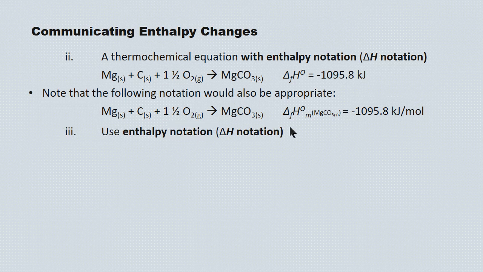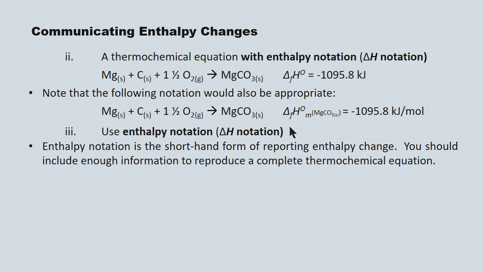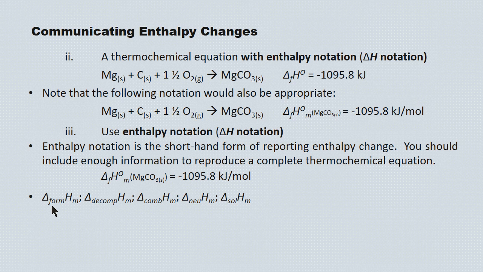Our third approach then is to use enthalpy notation alone. And it's important to show as much information here as you can to be able to generate a thermochemical equation from the enthalpy notation alone. So here we see the standard molar enthalpy of formation for magnesium carbonate. We have all that information wrapped up in this notation. And again, we have the same value as we've had previously. And because of that, you often see delta H notation with subscripts like form for formation, decomp for decomposition, neut for neutralization, and so on.